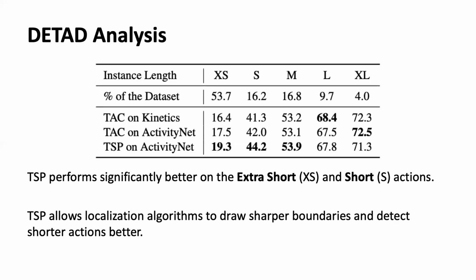We use the DETAD analysis to understand the TAL performance as a function of the action instance length. We observe that TSP performs significantly better on the extra short and short actions. Note that the extra short and short actions make up around 70% of all actions in ActivityNet. The temporal sensitivity of our features allows localization algorithms to draw sharper boundaries and detect shorter actions better.